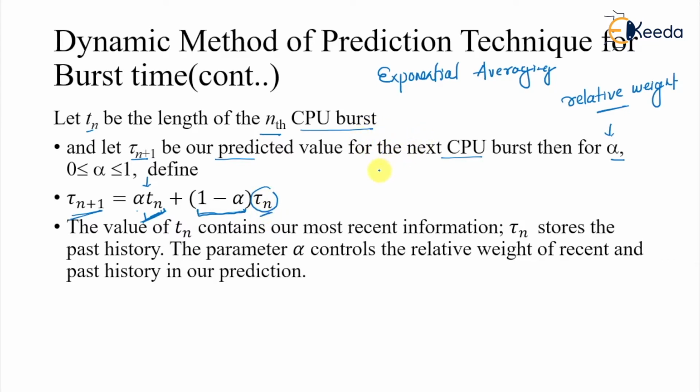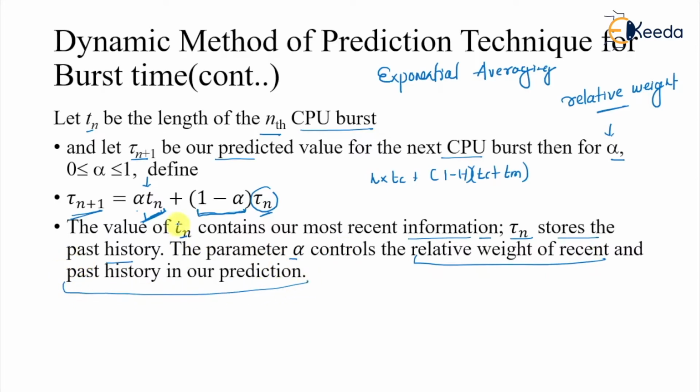It is something like what you recall from memory with a hit ratio: h times Tc plus 1 minus h times Tc plus Tm, our standard formula. So the value of Tn contains the most recent information, and tau n stores the past history, whether predicted or not. The alpha controls the relative weight of recent and past history. Alpha gives weight to Tn, the recent information, and tau n is the past predicted history, so alpha will control this.